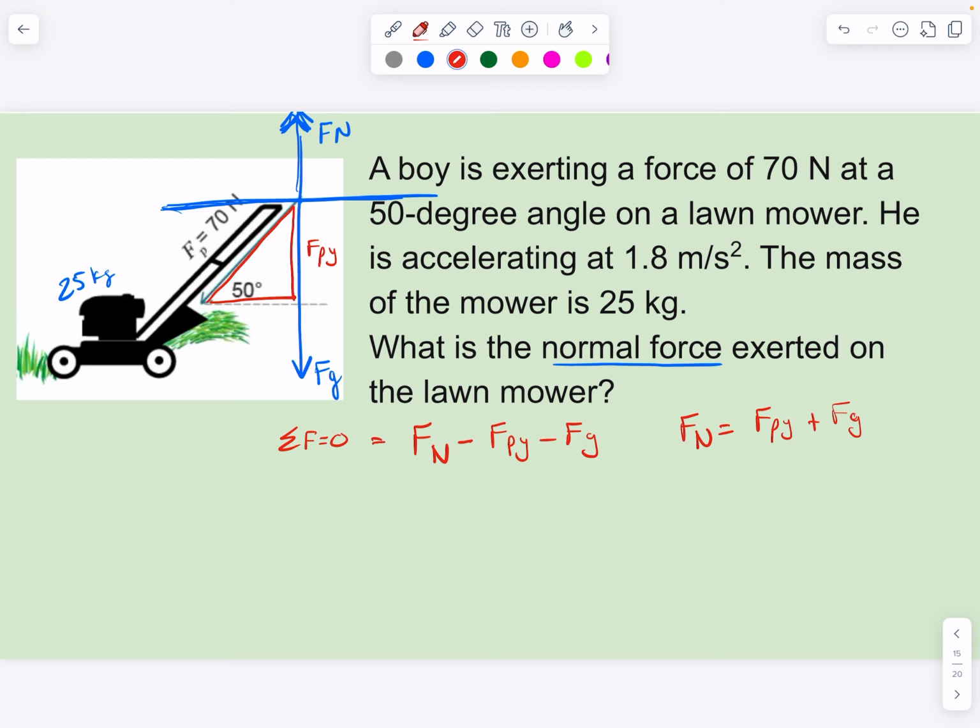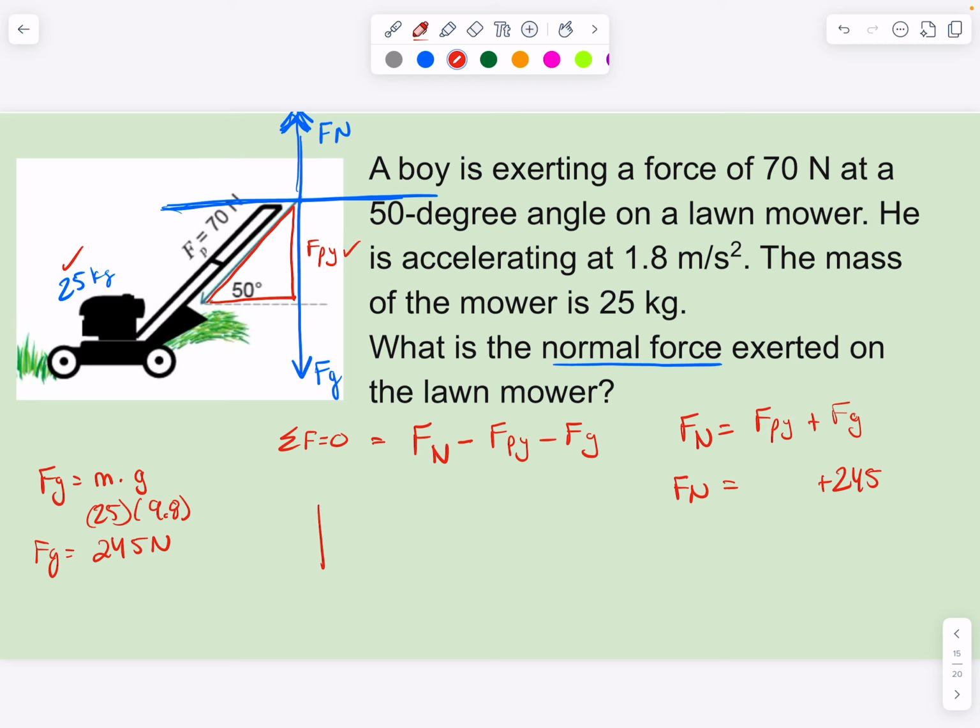Now, I already know my force of G, or I can figure it out. My Fg value, remember, is the mass of an object times the gravity. The mass we said was 25. So 25 times 9.8 gives me my Fg value. And so my Fg is 245 newtons. So I can plug that number in right there, 245 newtons. I'm looking for the normal force, so the next value I need is my FPY.